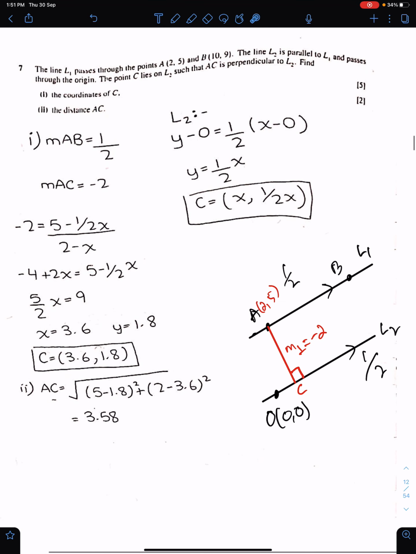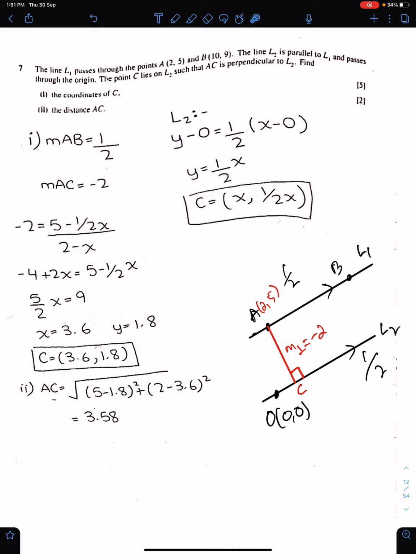Next question. The line L1 passes through the point 2,5. This is the rough sketch. This is A and B. This is B, and this line is L1. This line is L1 and passes through A and B. The line L2 is parallel to L1. This is L2. Both lines are parallel, so both have the same gradient. And this L2 passes through origin.